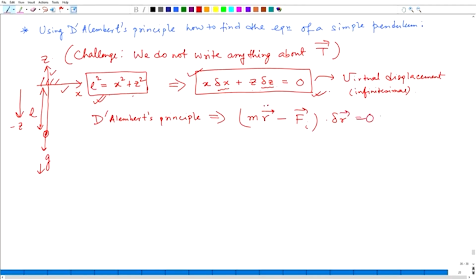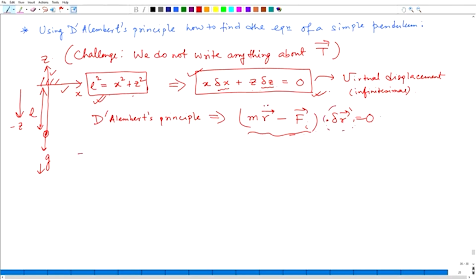It does not say that this is 0. Remember, this is a point of caution. This is simply perpendicular to delta r, that will be 0. Okay. So, you should not forget this part.